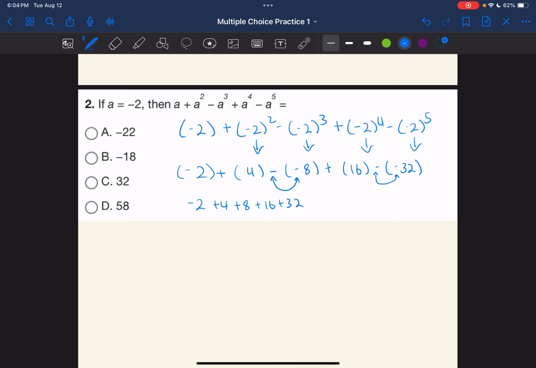And that comes out to 58. I did some rearranging if you care to know what's exactly inside of my brain. 4 plus 16 is 20, 8 plus 32 is 40, 40 plus 20 is 60, so negative 2 plus 60 is the same as 60 minus 2, which is 58, and so our answer choice is 58.